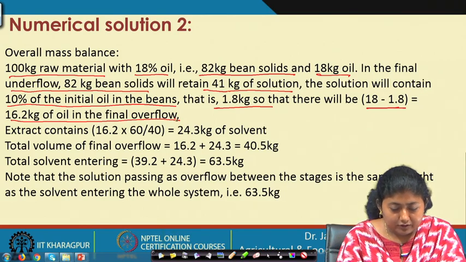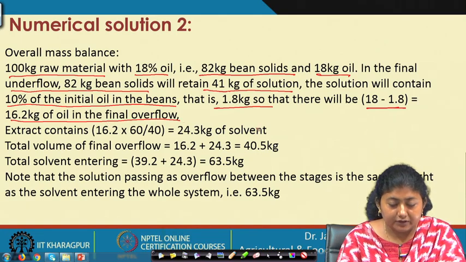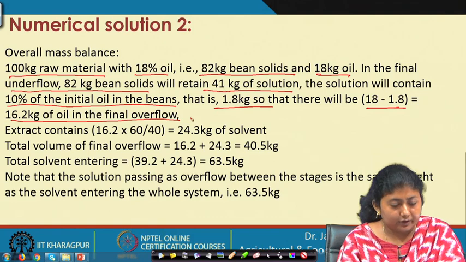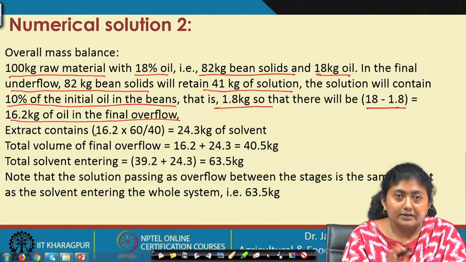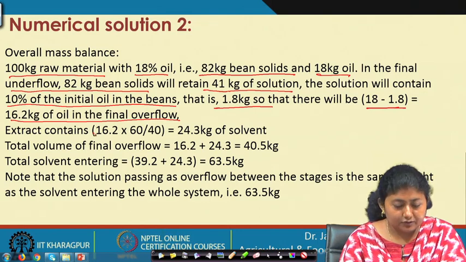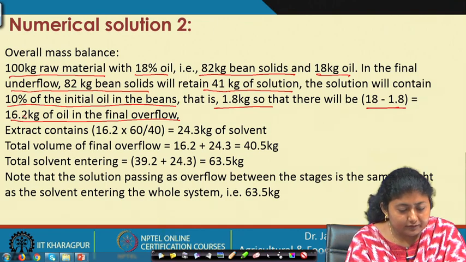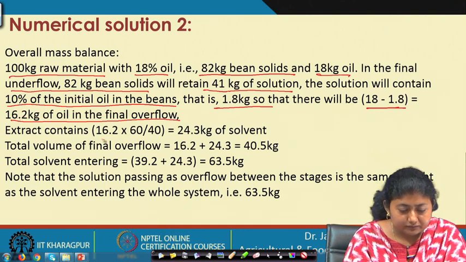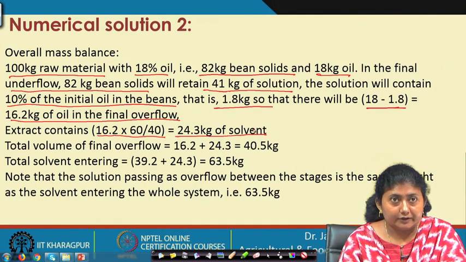Now, it also mentioned that oil is coming into the solvent, but it will have 40% of the solvent, because the solvent has 40% concentration of the oil in the extract. So, the extract contains 60% solvent and 40% solute. If 40% is equal to this 16.2 kg, what will be the 60%? That is 16.2 into 60 by 40. So, we are getting 24.3 kg of solvent.